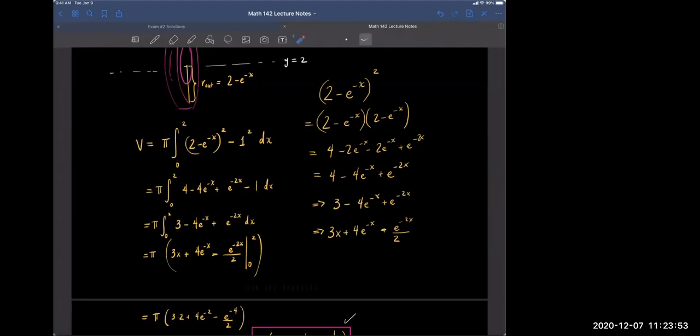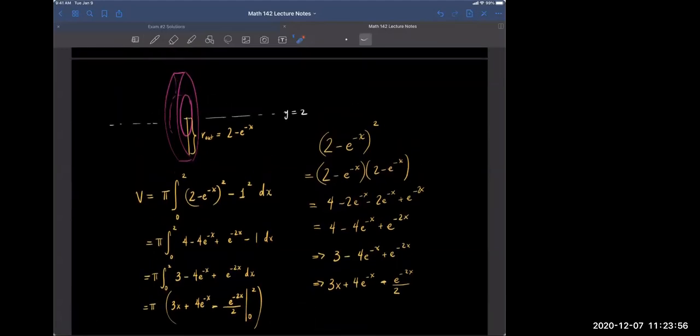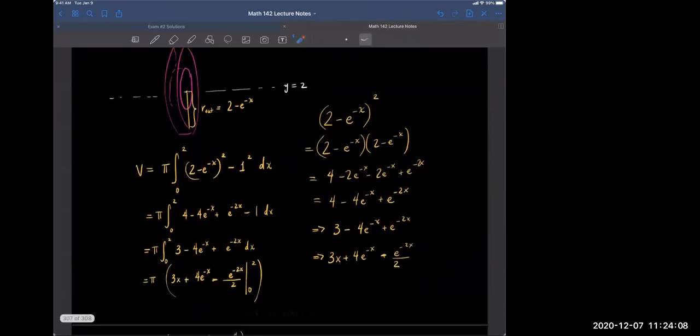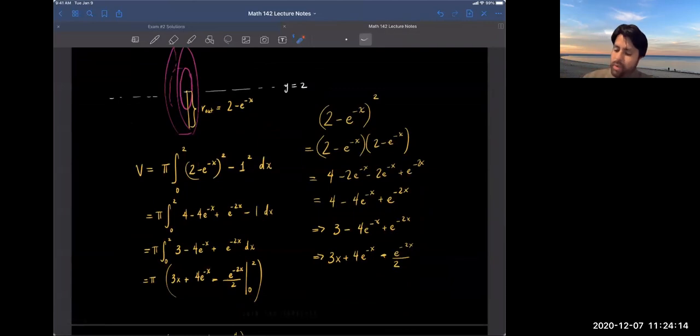There's something about four. Yeah, so something about this four and this one. I'm not too sure why there's a discrepancy. I don't know. Hold on. Is there something? Two times two is four. Minus one is three. Am I crazy? I don't think so.